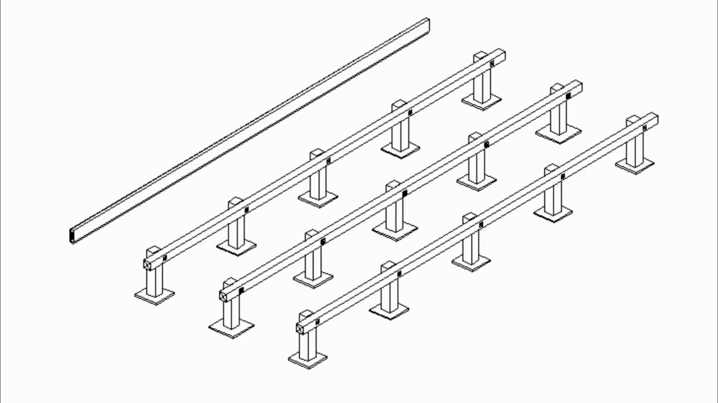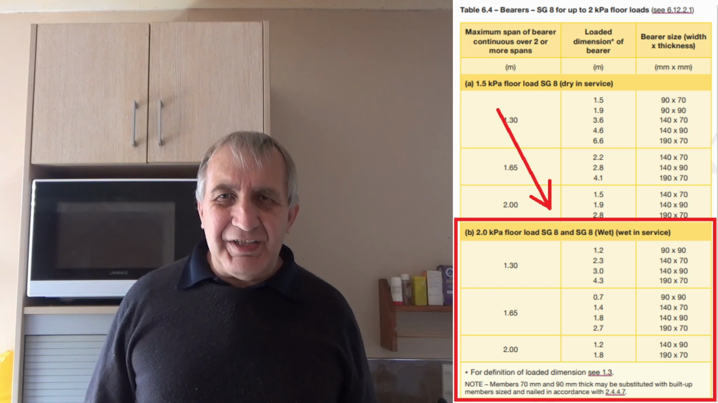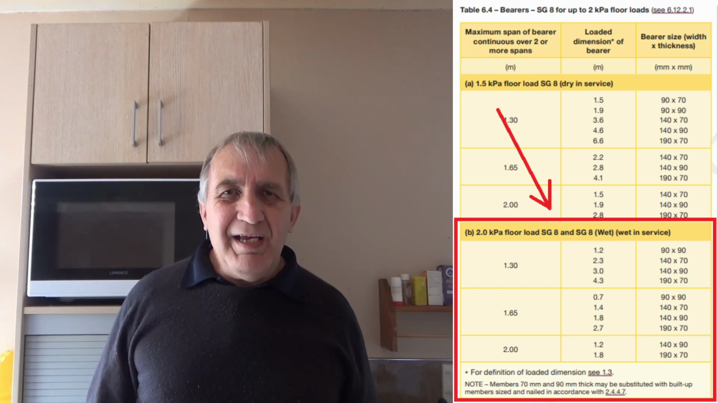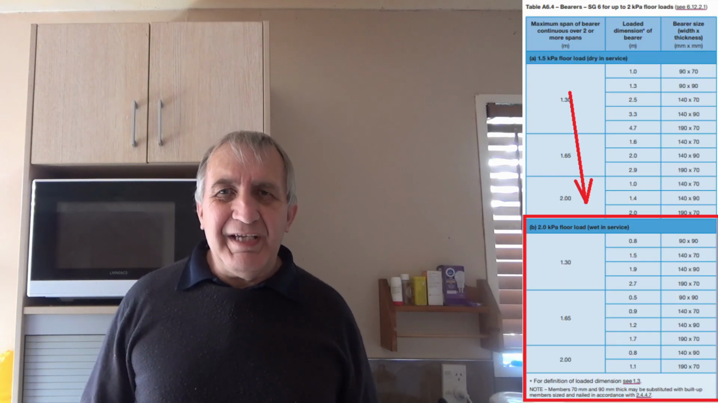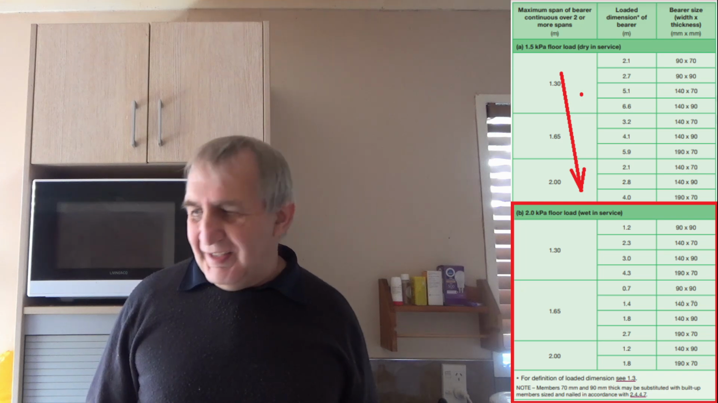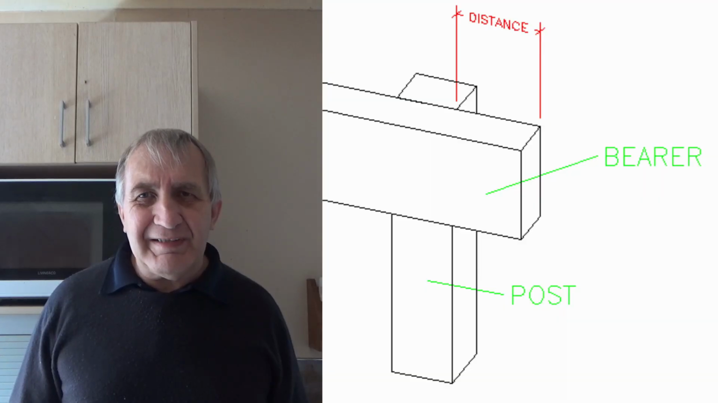Once you've worked out your bearer size, you'll need to work out how many rows of bearers you need. Also, there are 3 different grades of bearers: SG6, SG8 and SG10. SG8 is the most common one used, but there are also in NZS 3604 separate alternative tables for SG6 and SG10.